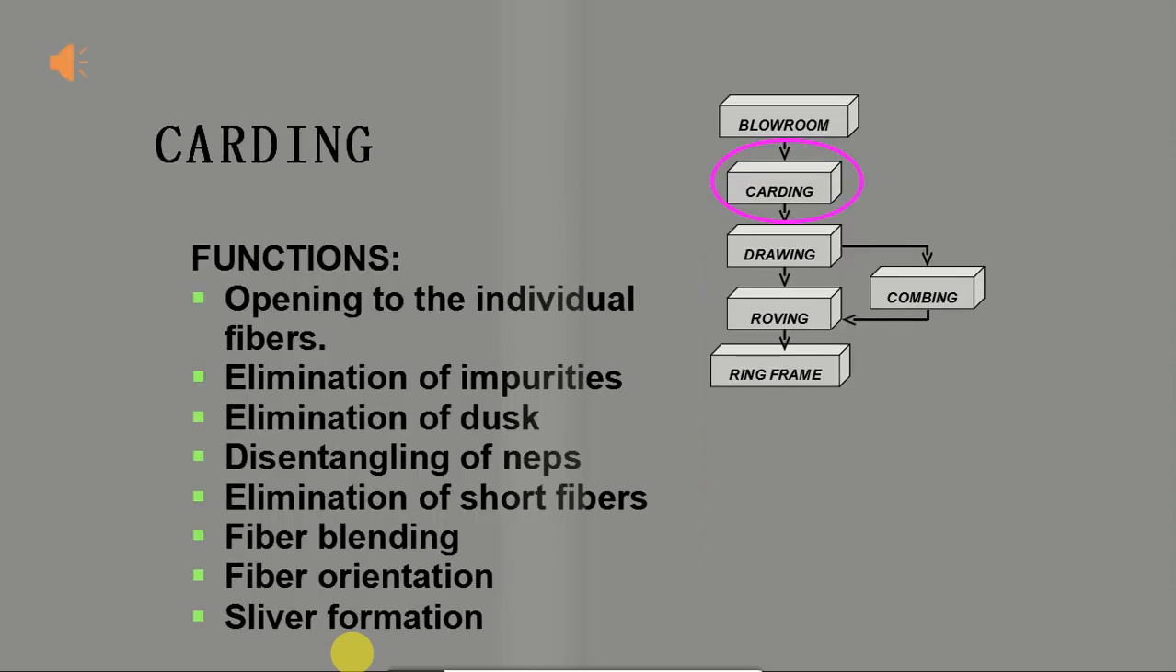Carding. Functions: opening to the individual fibers, elimination of impurities, elimination of dust, disentangling of nips, elimination of short fibers, fiber blending, fiber orientation, sliver formation.